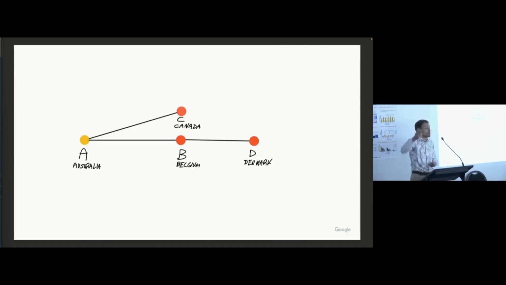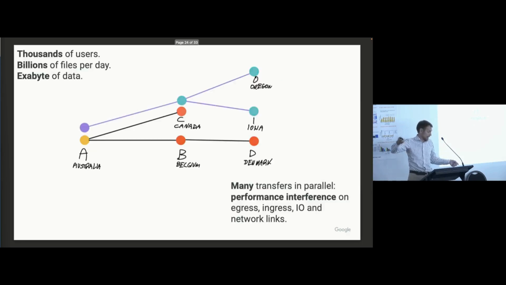So far we have only one transfer, but in fact, we have billions of them. Our system is the standard system that Google uses for batch file transfers. So we process more than 1 billion files every day, coming from more than 10,000 users.